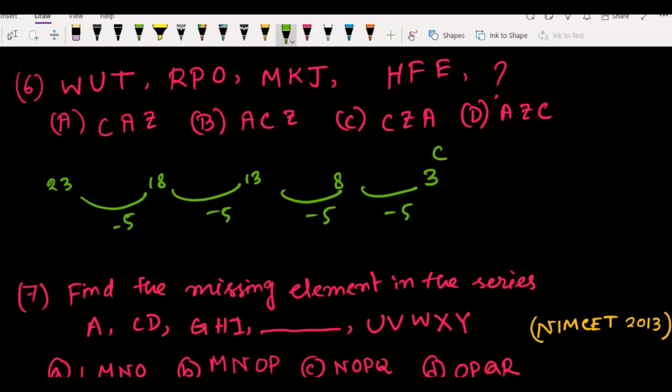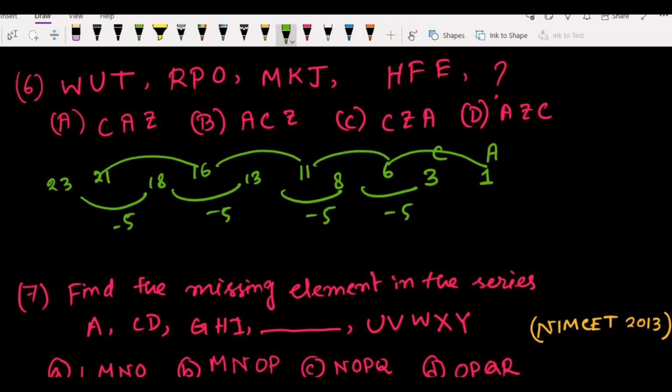3 means C. Now we have U, U is 21, then you have P, P is 16, then K is 11, F is 6. So here also we get minus 5, again minus 5, minus 5. So 6 minus 5 is 1. So 1 means we get A.